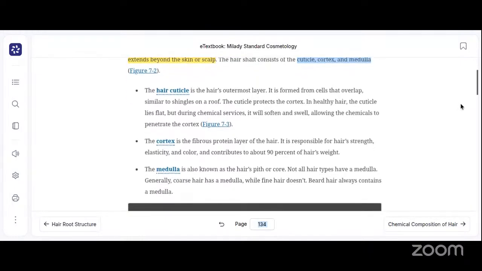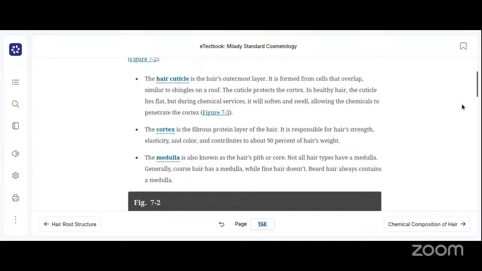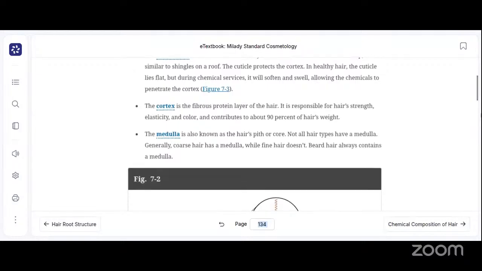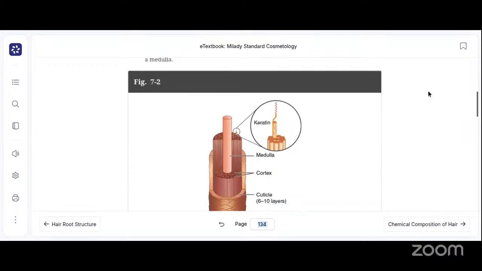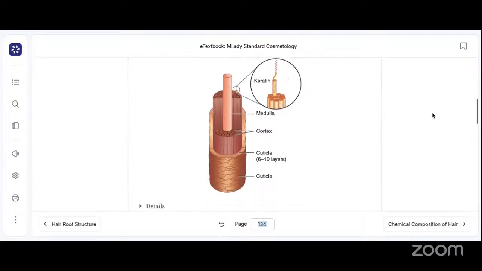And so those terms should be on index cards as well: the hair cuticle, cortex, and medulla. And the medulla is sometimes called the hair pith or core. All right, so it's the pith or core, and it's sometimes absent in fine to very fine hair. I need you to know those terms, so you're always going to remember them. And here's a visual construction of that.